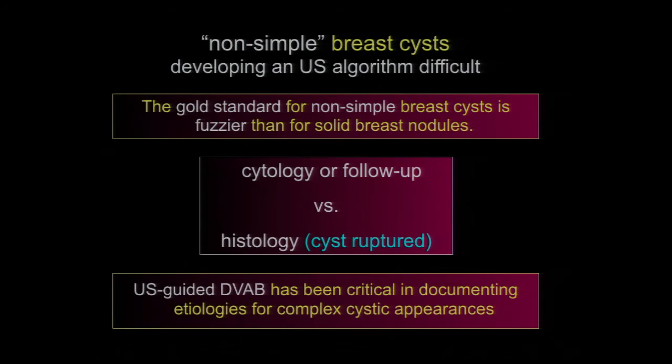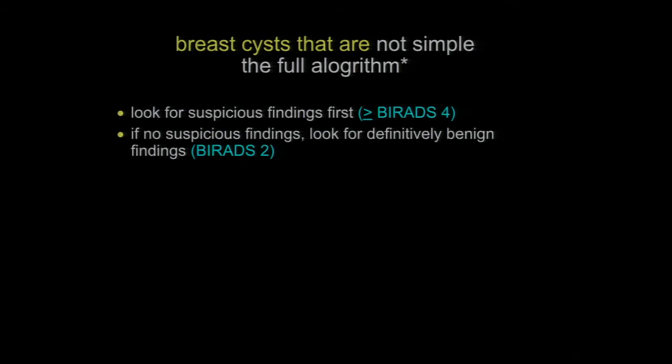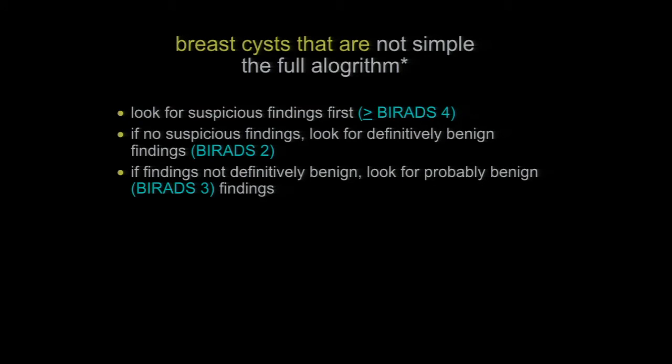It wasn't until we could do ultrasound-guided directional vacuum-assisted biopsy and take out precisely and only what we were worried about that we began to get a feel for how to characterize these things. So we didn't want to reinvent the wheel. We used the same algorithm we used for solid nodules. We look for suspicious findings first. If one is present, we call the whole lesion suspicious and we biopsy it.